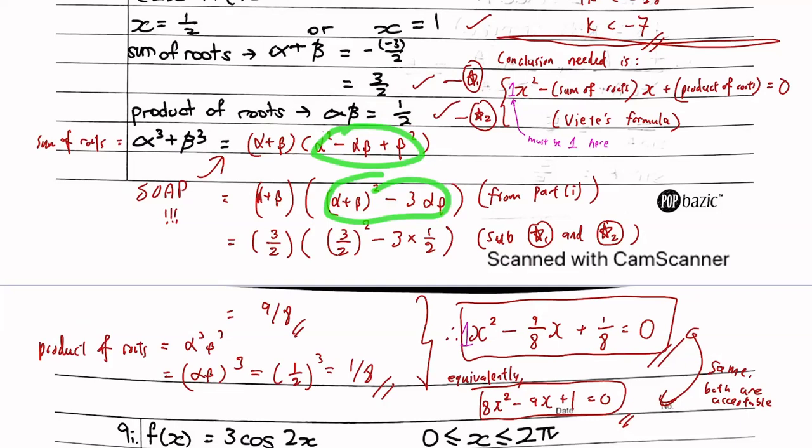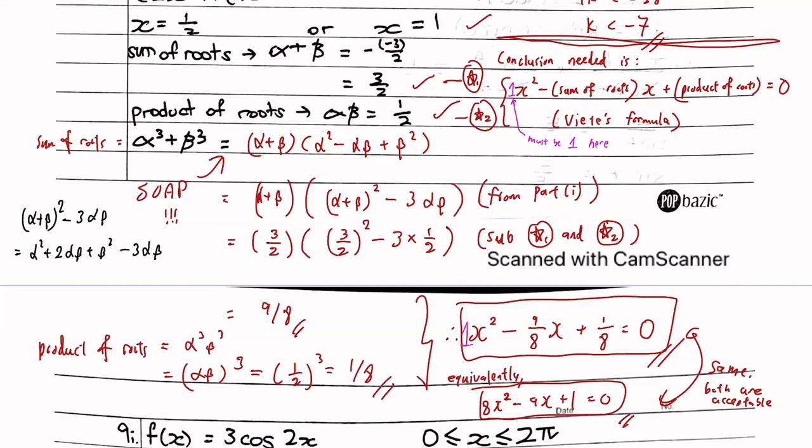Because, just expand. Okay, let's see what happens if you expand this guy, alpha plus beta bracket square. So alpha square plus 2 alpha beta plus beta square. Then minus away 3 copies of alpha beta. Plus 2 minus 3, what happens? Negative 1. So that's why they are the same. Is it clear? Okay, so this is a very special identity.